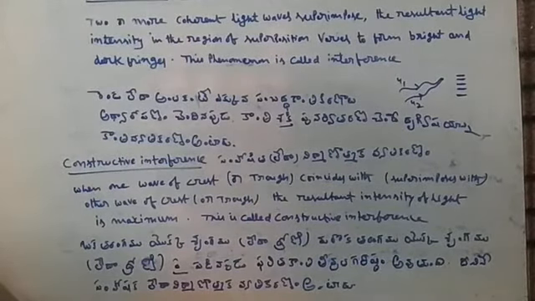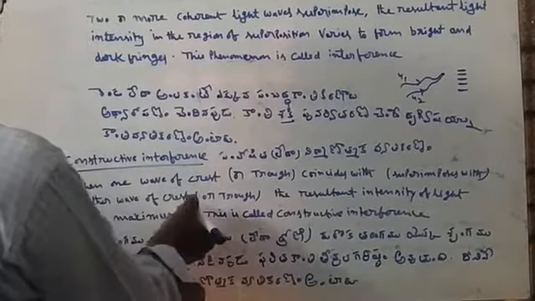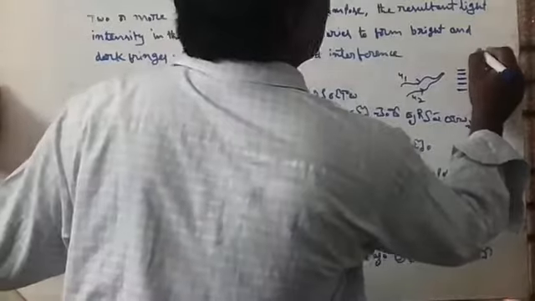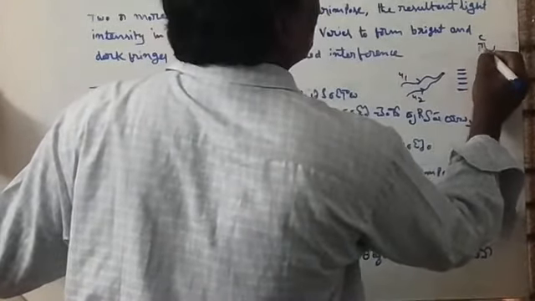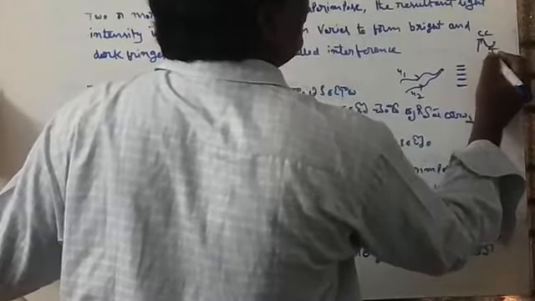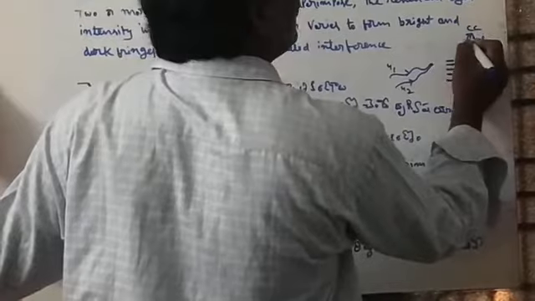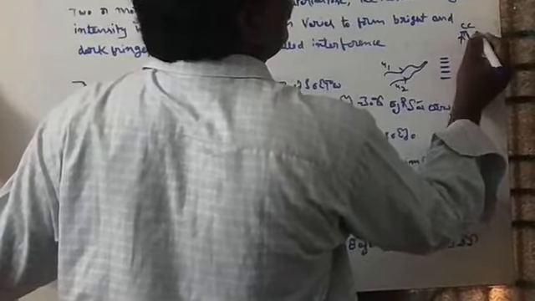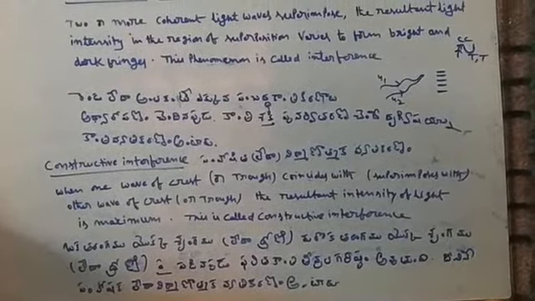Once again, when the crest of one wave coincides with the crest of another wave, or the trough of one wave coincides with the trough of another wave, here two waves coincide with each other. The resultant intensity is maximum. This is called constructive interference.